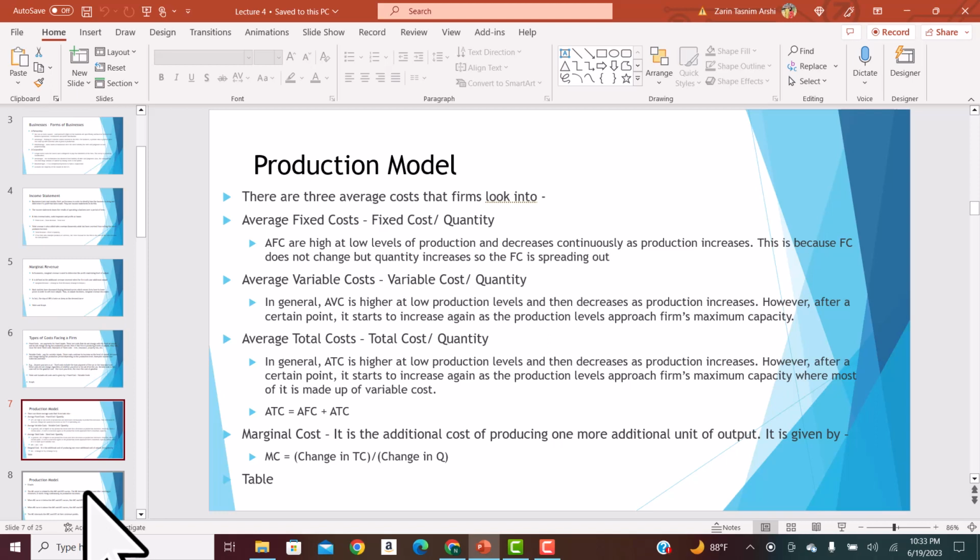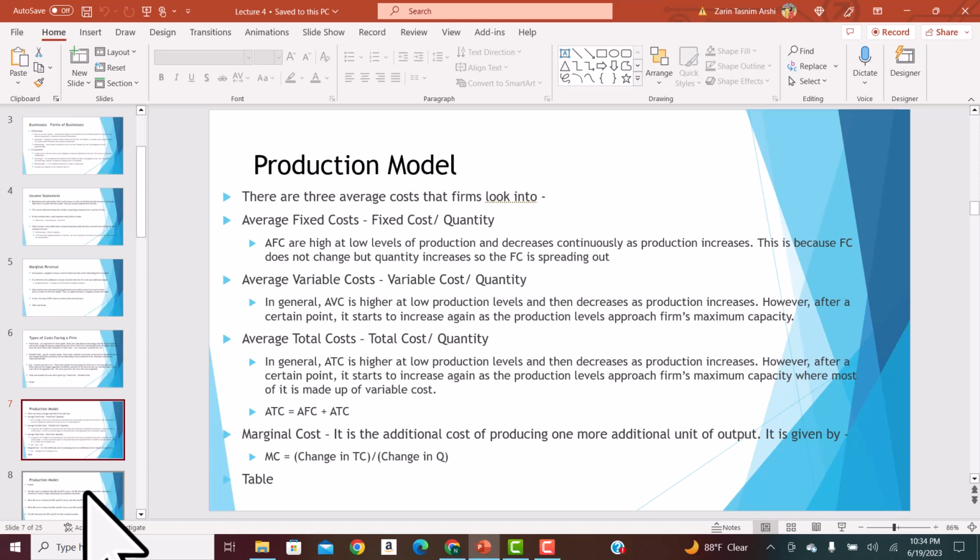Okay, so average fixed cost is given by your total fixed cost divided by the total quantity produced. Now remember, fixed cost stays constant. So at low levels of output, where your quantity is less, average fixed cost will be high, but as you produce more and more of an output, the average fixed cost will be going down because the top number stays fixed, but the bottom number starts increasing, so the overall number will be going down as we produce more and more units.